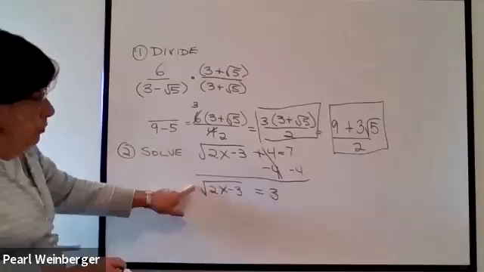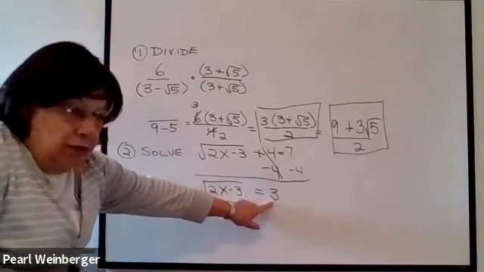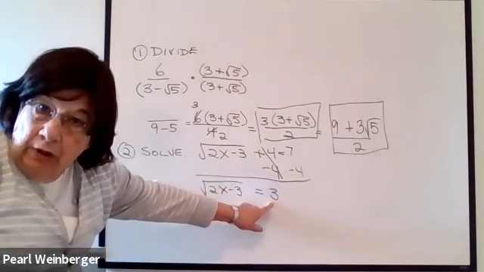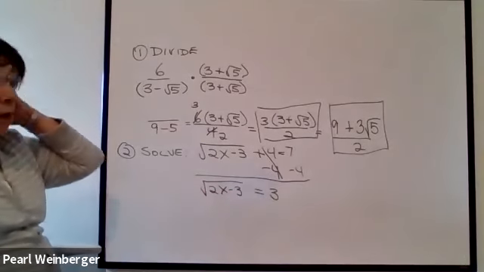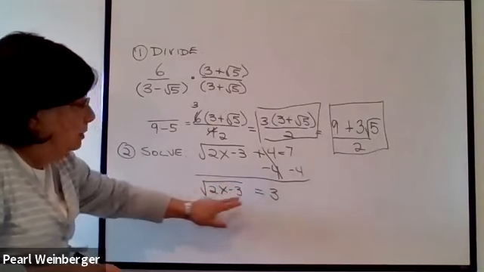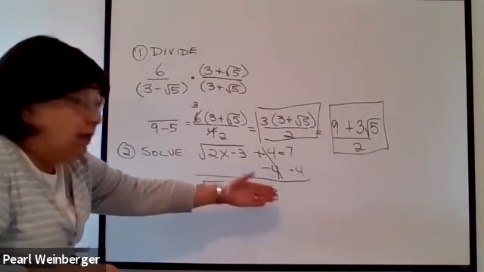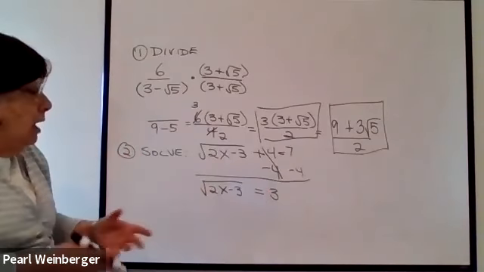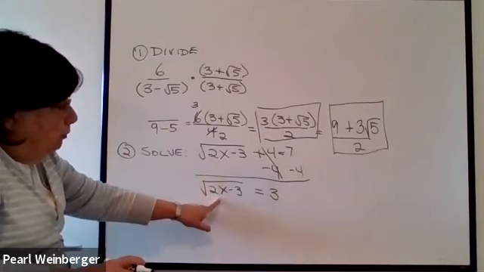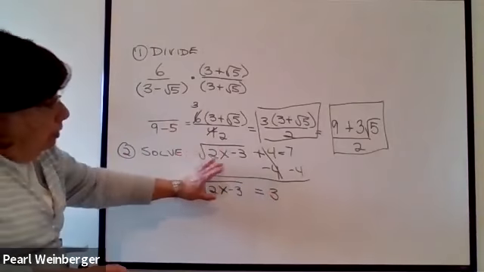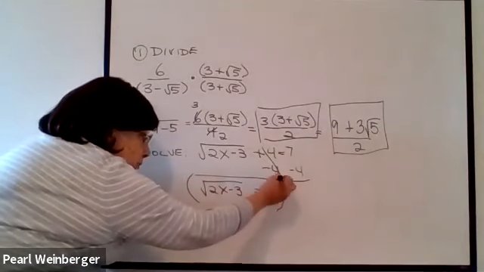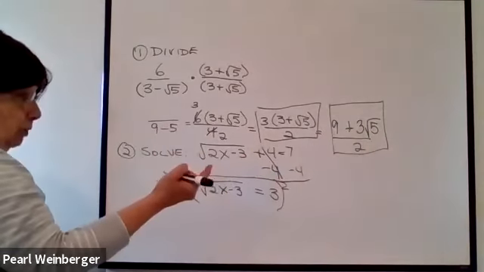Before I go any further, I look at this number on the other side of the equal sign. It must be a positive number, because the square root of something is always positive. If this would have been a -3 or a -2 or negative anything, I would have stopped right here and said there's no solution, because it's impossible for a square root to be equal to a negative number. But this is positive, so I can go further. I want to remove the radical sign. I'm going to get rid of this radical, so I'm going to square both sides.